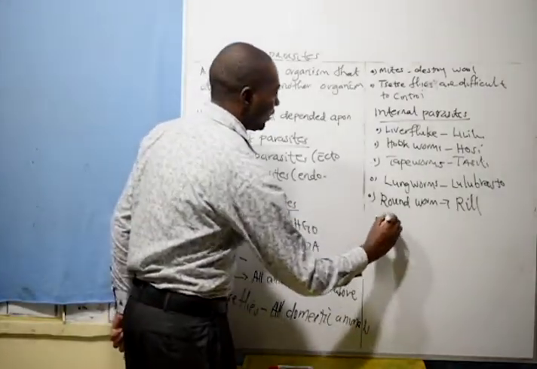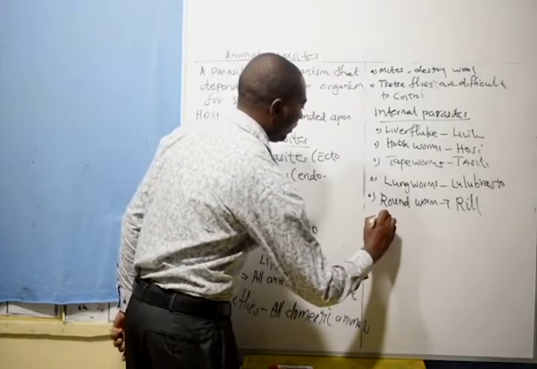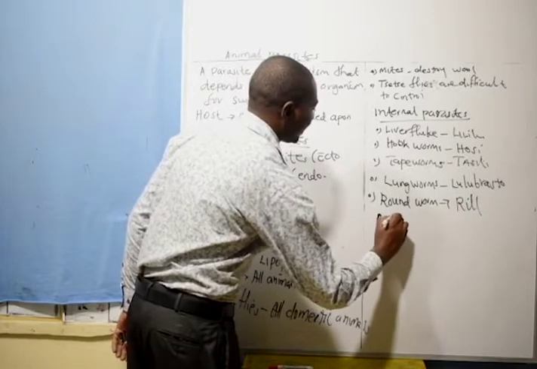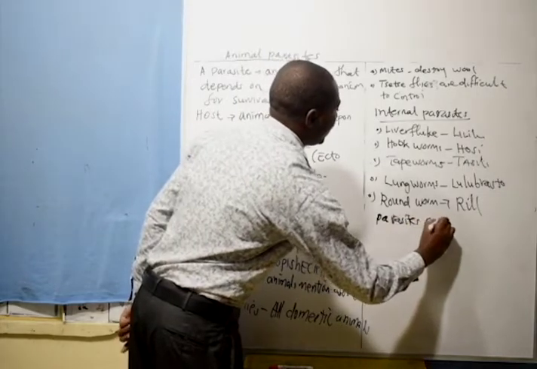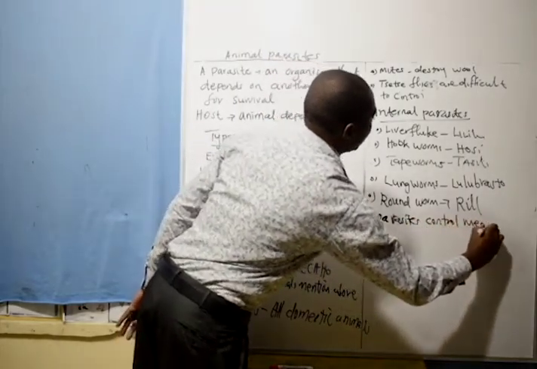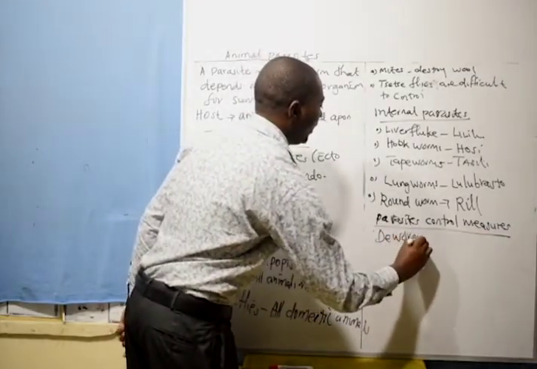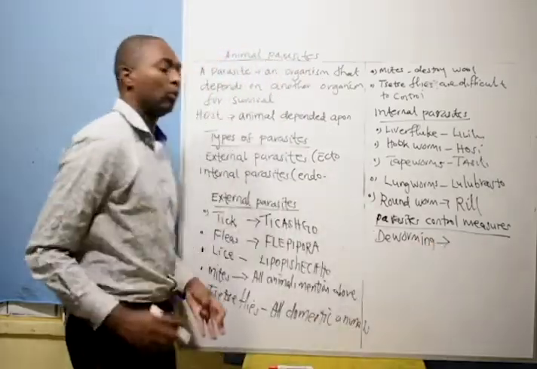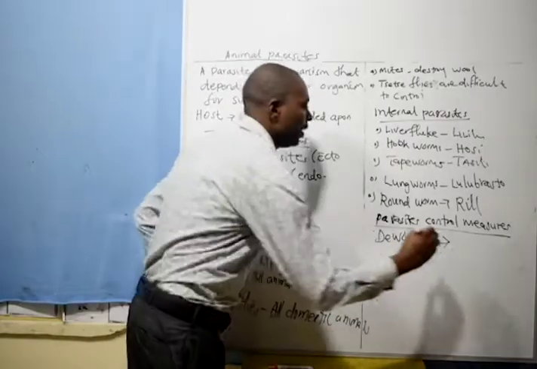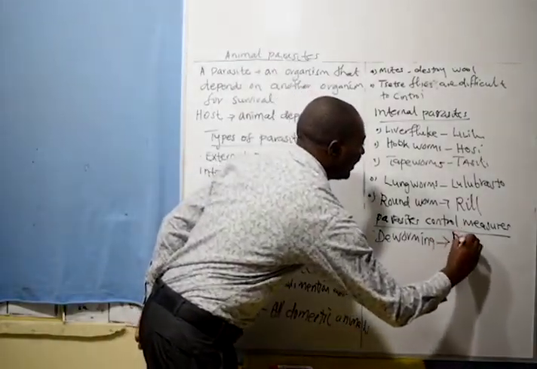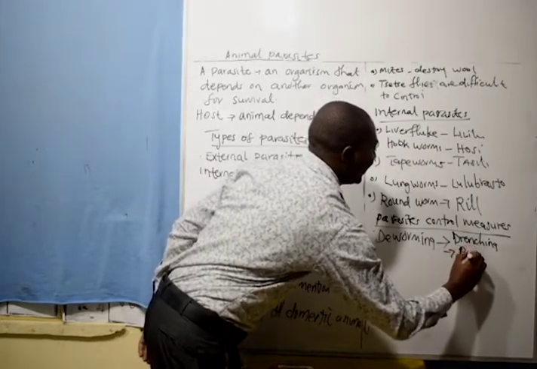Then we have the effects of these parasites. We look at the preventive measures first of all. The parasite control measures. One, we can do what we call deworming. Deworming is administering medicine through the mouth, for those that are found inside the body, because you cannot do anything else, you deworm. You can either give liquid medicine, we call it drenching, or give solid medicine known as bolusing.